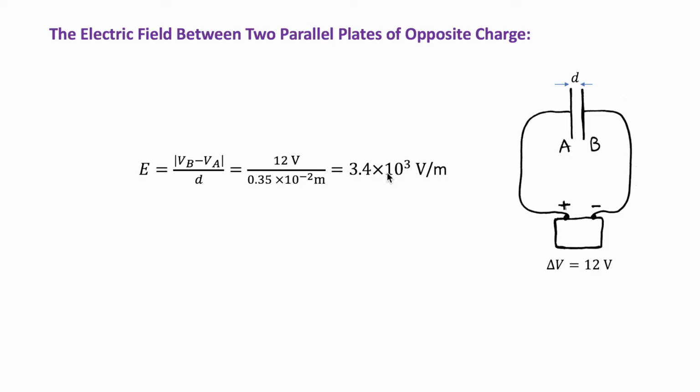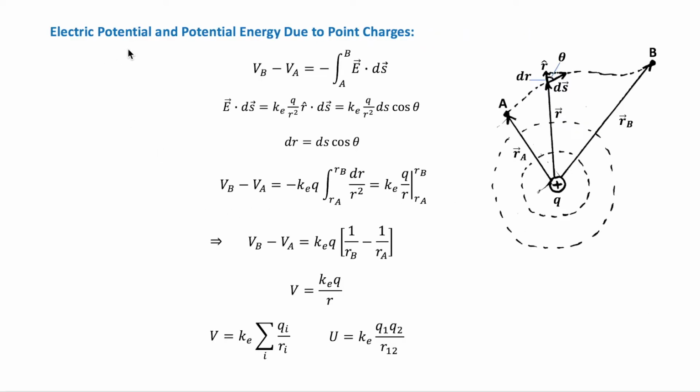We will later see that the two plates form a parallel plate capacitor. So we will now consider electric potential and potential energy due to point charges. Suppose we have a positive point charge and we want to calculate the potential difference between A and B.